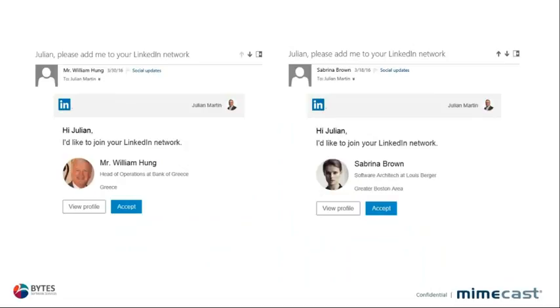You can then start to look at what they're saying on LinkedIn and how they're communicating and interacting with their colleagues. And these are two, not so recent, from last year, invitations I received myself. Mr. William Hung from the Bank of Greece, Head of Operations, and Sabrina Brown. Now, William Hung, I'm not quite sure he looks like the typical Greek person. I've only been to Greece twice, once on a conference and once on vacation.